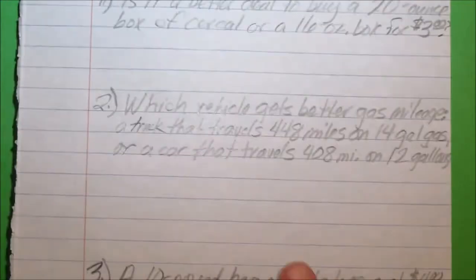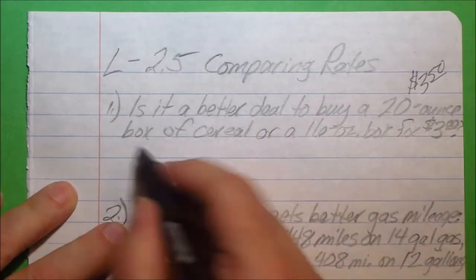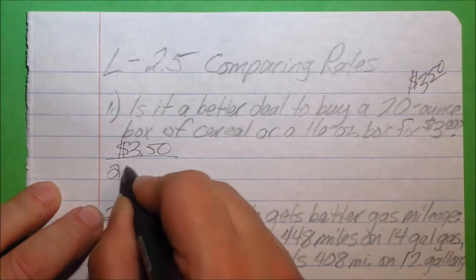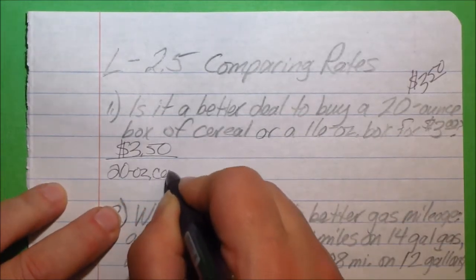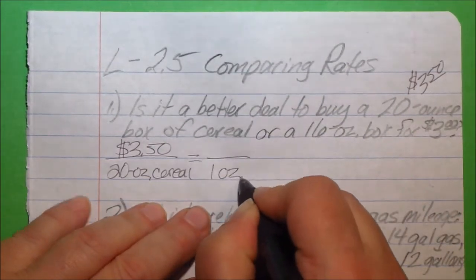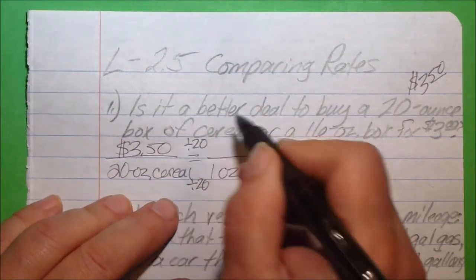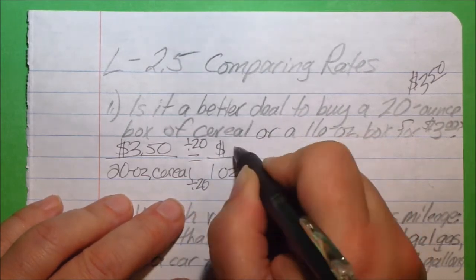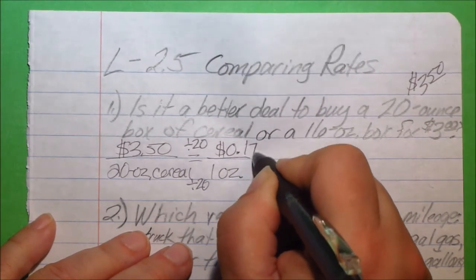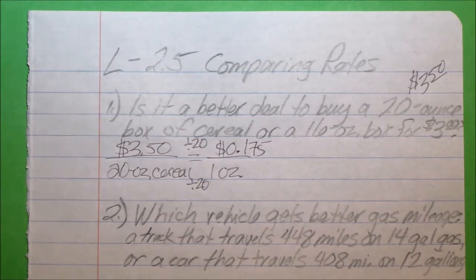All right, so let's work these out. The first one. So we've got $3.50 for 20 ounces of cereal. And that, in the unit rate for 1 ounce, is going to be, I divide that by 20, and I divide this by 20, right? And you won't get an even number. When you do the long division, it'll be 0.175. But that's okay. We're not trying to find its cost. We're trying to find numbers that we can compare.